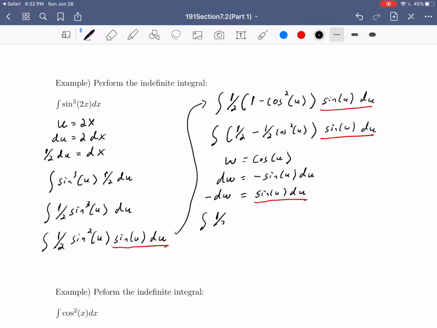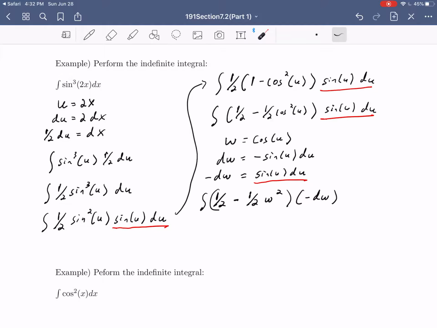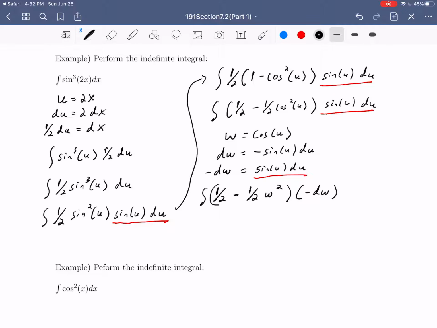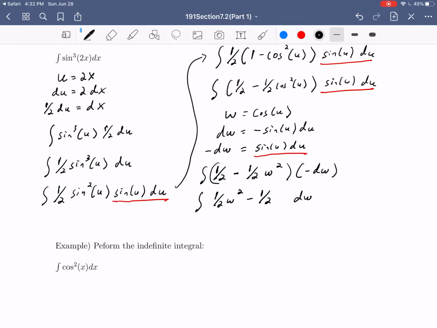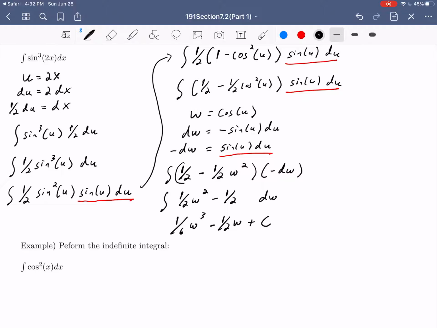We get 1/2 minus 1/2 w squared, and then all that times negative dw. Notice that this is much nicer. Now everything is just going to be simple integrations. Let's distribute the negative sign in first. So we get the integral of 1/2 w squared minus 1/2 dw. You can drop the parentheses now. We can integrate that. Here we'll get a w cubed and then divide by 3. So we get 1/6 w cubed minus 1/2 w plus c. Now we'll need to do a little bit of unpacking.